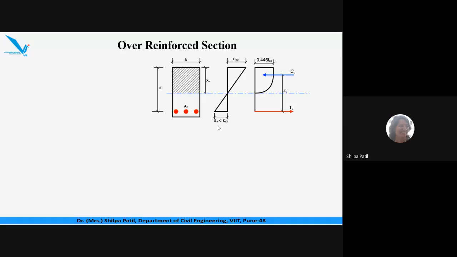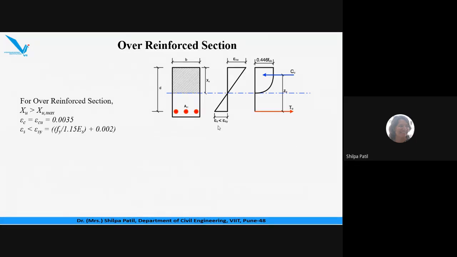Correct, correct. Both of you have given the correct answer. The section in which the percentage of steel is greater than the critical steel percentage is called over reinforced. And in this section, the concrete reaches its ultimate strain first, that is the value of 0.0035. And as the concrete is brittle, it collapses suddenly. So the strain developed in steel is always less than the yield strain value, that is epsilon SY.